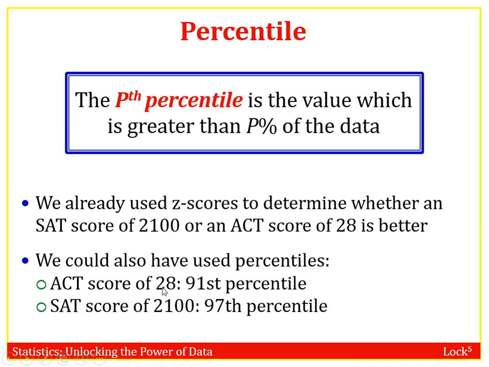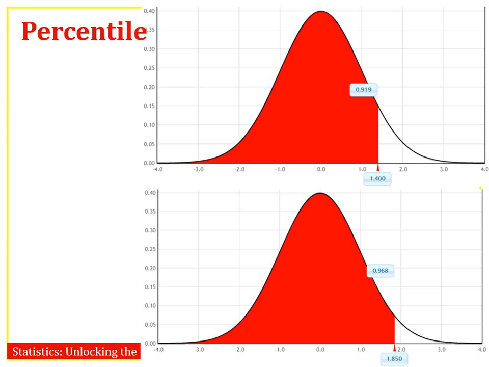said our 28, and when we looked at that graph, we saw that it was better than about 91% of the data. So it's a 91st percentile. Where the SAT was better than about 97% of the data, so it's your 97th percentile. And here it is looking at your data.